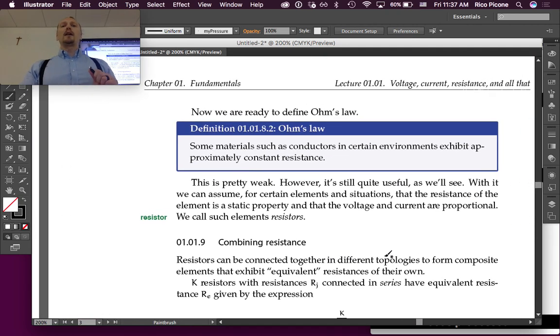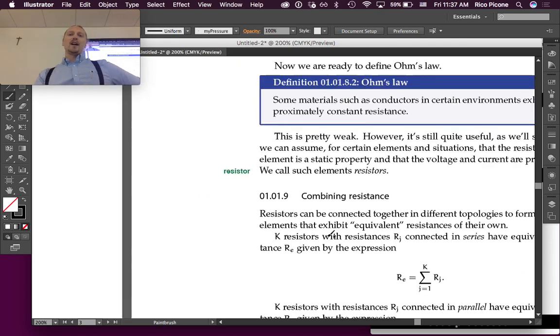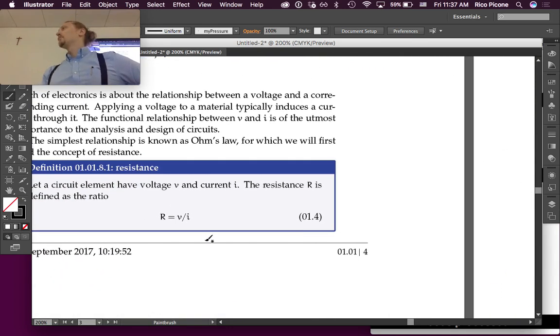Now we're ready to define Ohm's law, which is kind of not that exciting sounding. Some materials, such as conductors, in certain environments exhibit approximately constant resistance, which is like a super weak statement. However, it's really useful. With it, we can assume for certain elements and situations that the resistance of the element is a static property and that the voltage and current are proportional. We call such elements resistors. That's what we define a resistor to be. Something for which the ratio of voltage over current is roughly constant for lots of different situations.